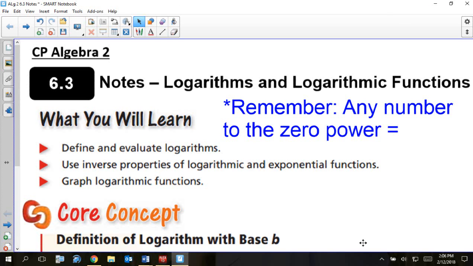If you take any number to the 0 power, what do you get? 1. Remember, any number to the 0 power is 1. So today we are starting logarithms and logarithmic functions.